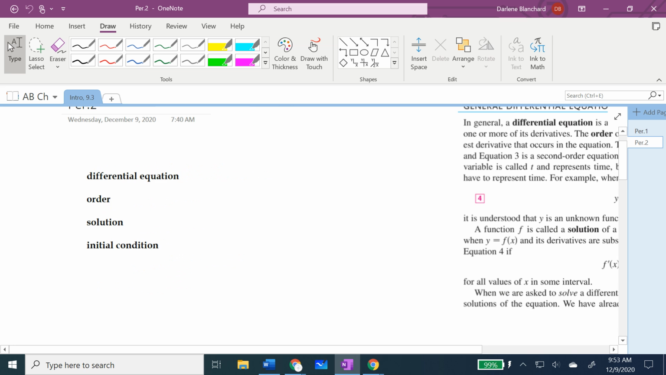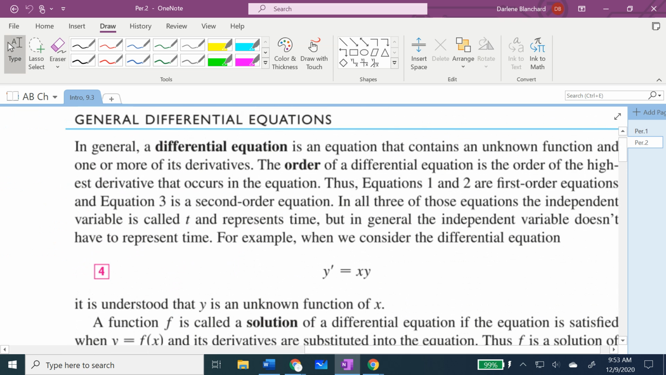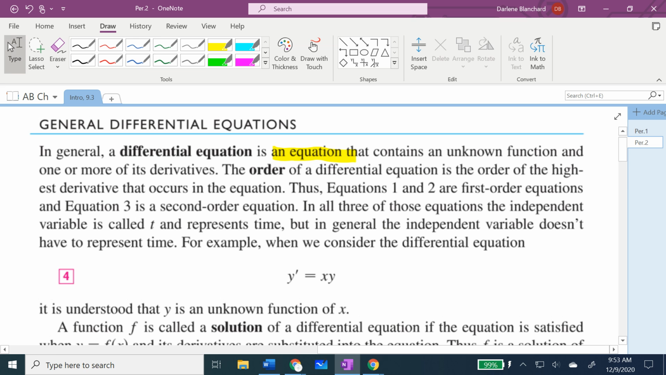And then I'm going to show you what the textbook says. An equation that contains an unknown function and one or more of its derivatives. There are a lot of differential equations out there. If you look up what is a differential equation, you're going to see things you haven't even gotten into yet.